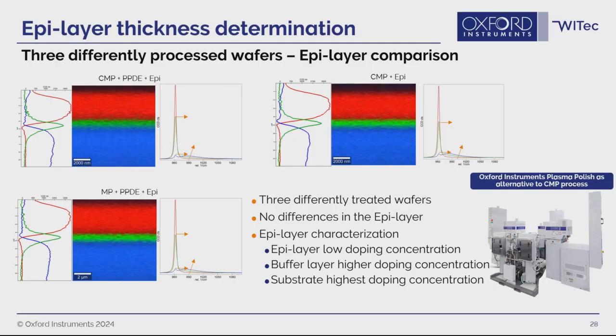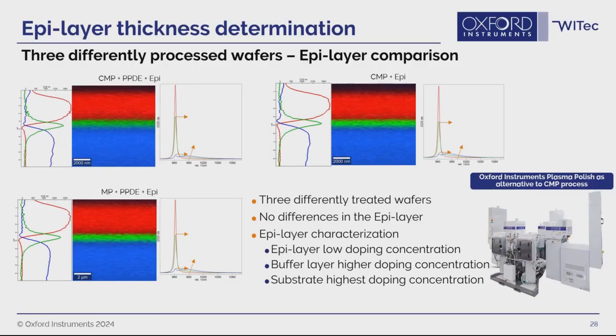So how were the wafers processed? The first one was prepared with chemical-mechanical polishing, plasma polishing tri-edge, and then the epitaxy layer was grown. The second one was only CMP plus epi, and the third one was only mechanically polished, plasma polished tri-edge, and then the epi layer was grown.